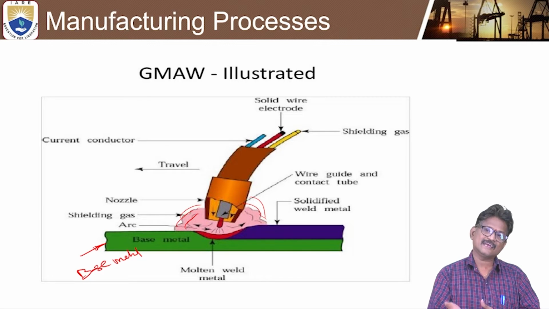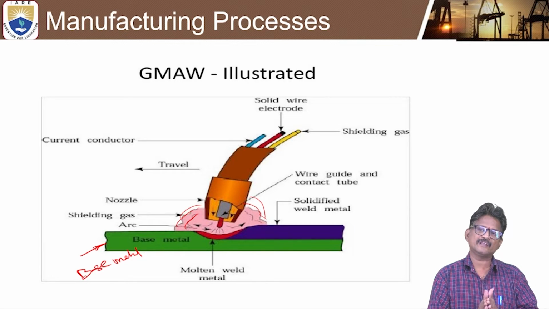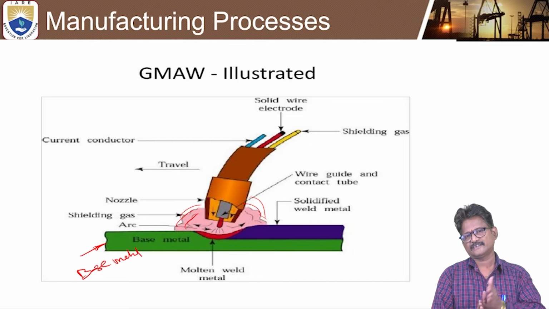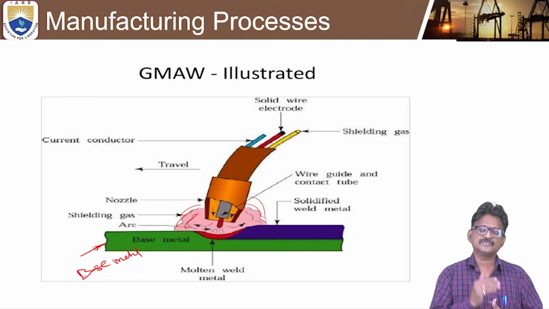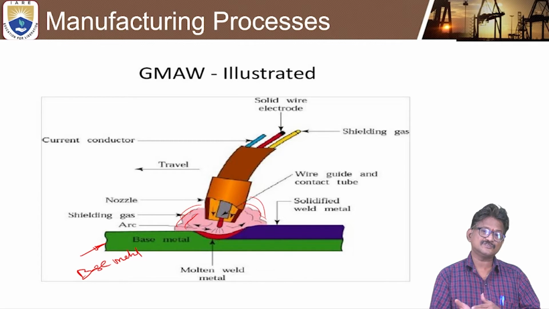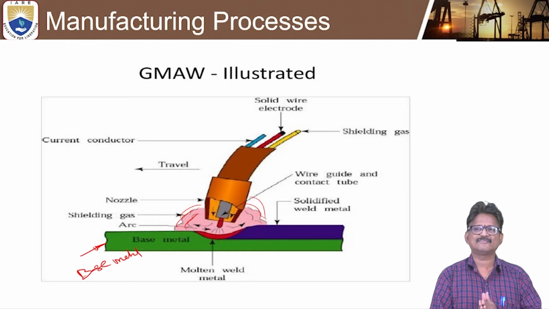So there are different types of welding techniques: left to right technique, right to left technique, and incline technique also. Depending upon our application and usage, you can use the different types of welding travels. Okay, so this is about the gas metal arc welding process.